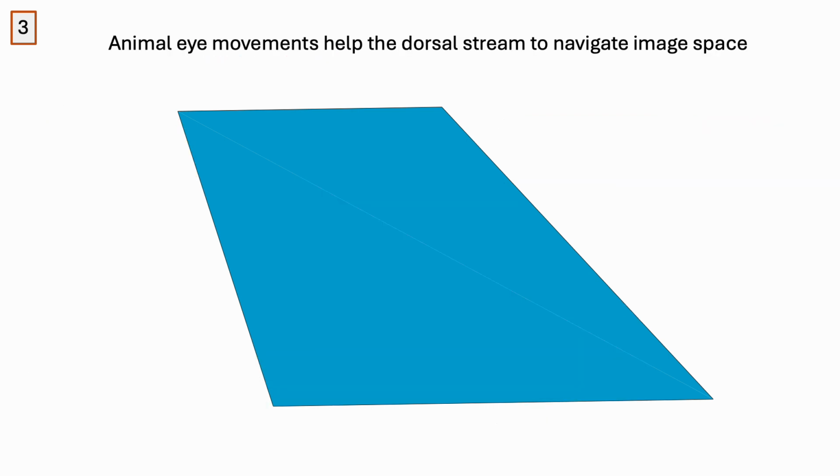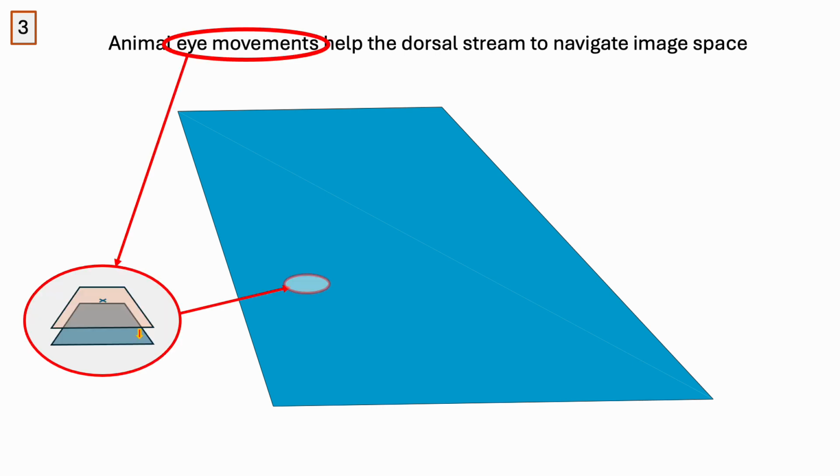Right. Animal eye movements help the dorsal stream to navigate image space. This is the third and final example, and I'm going to talk about the dorsal stream and briefly the ventral stream. What I want to take here is a little patch of this overall surface and examine it in more detail to show you what's happening with eye movements. And remember that each of these points on this space is representing a whole egocentric representation.